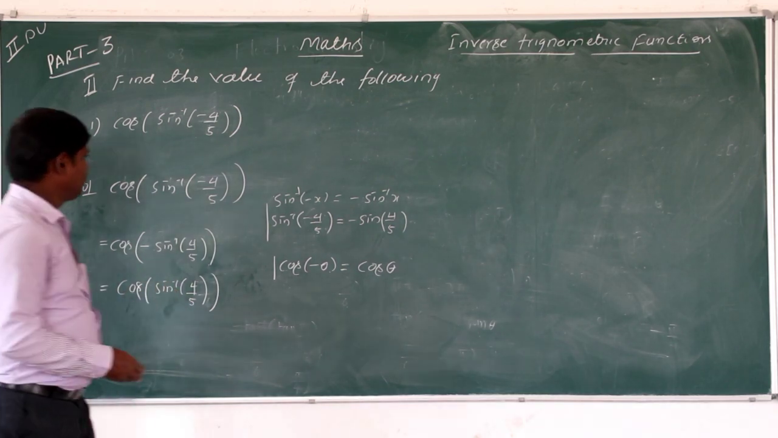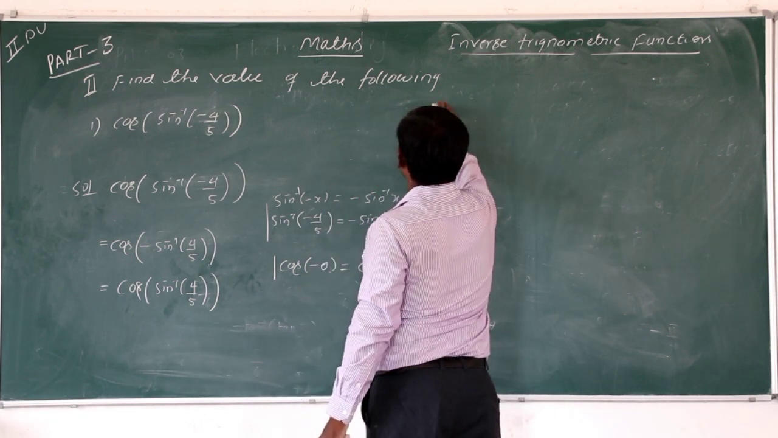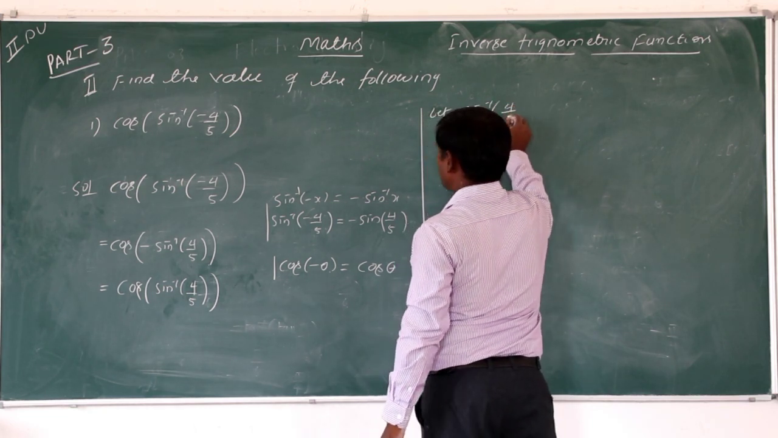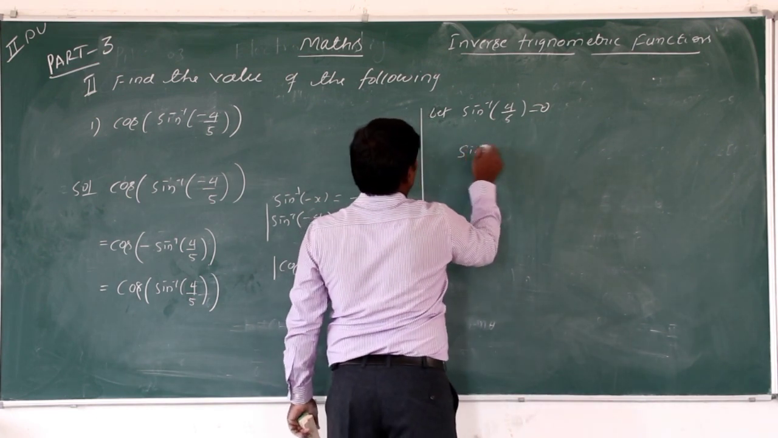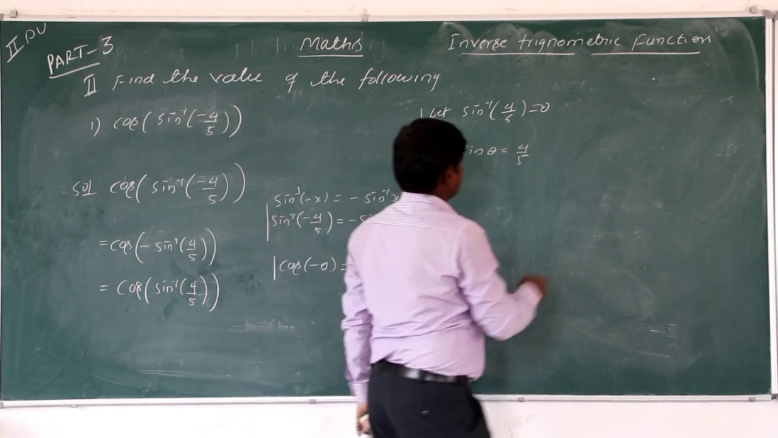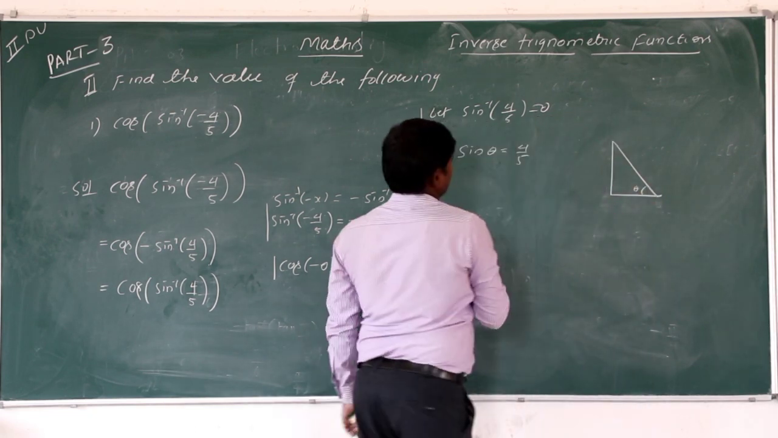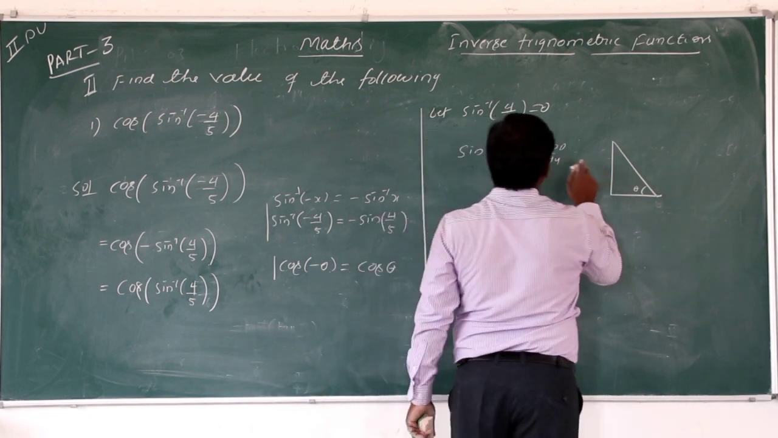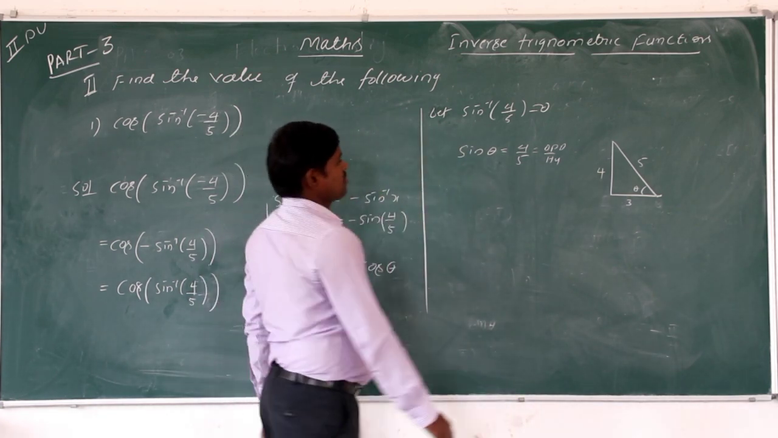So let sin inverse of 4 by 5 be equal to theta. This is nothing but sin theta is equal to 4 by 5. So what about cos theta? Suppose I take a right triangle, and this is the angle theta. Sin theta is opposite side by hypotenuse. Here the opposite side is 4 and the hypotenuse is 5. So by the Pythagoras theorem, the remaining side is 3.